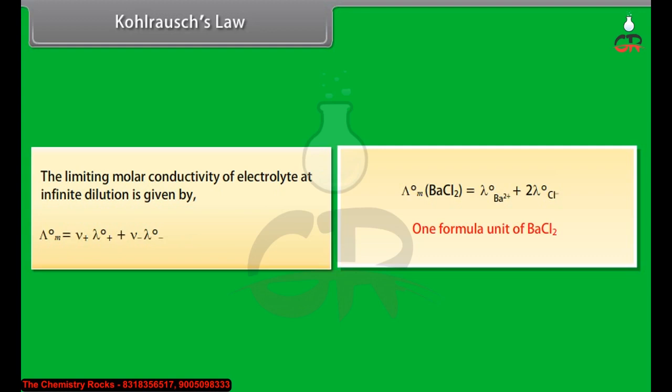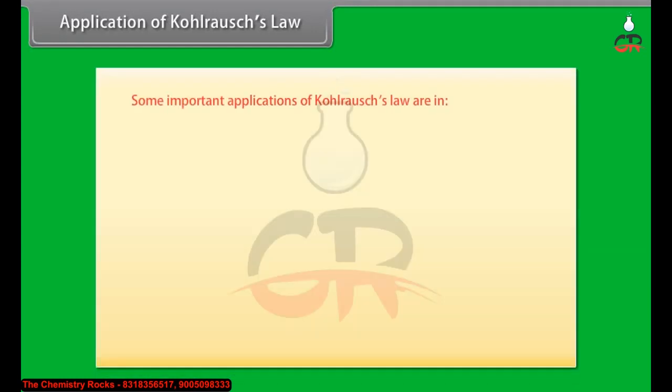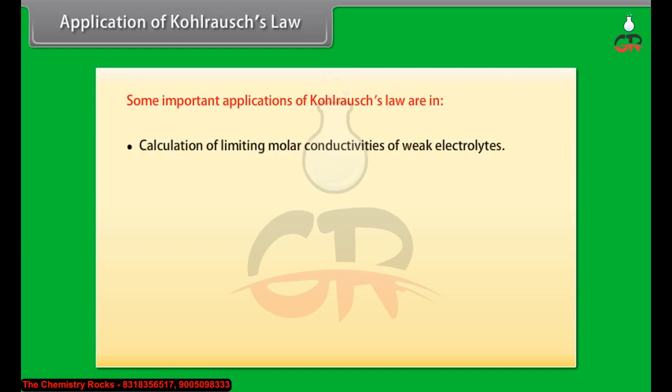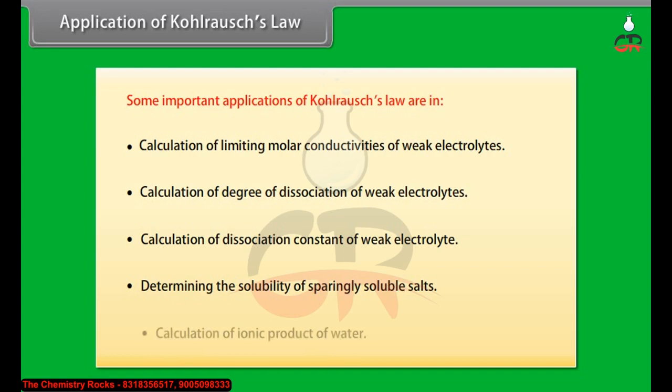Application of Kohlrausch's law. Some important applications of Kohlrausch's law are in calculation of limiting molar conductivities of weak electrolytes, calculation of degree of dissociation of weak electrolytes, calculation of dissociation constant of weak electrolyte, determining the solubility of sparingly soluble salts, and calculation of ionic product of water.